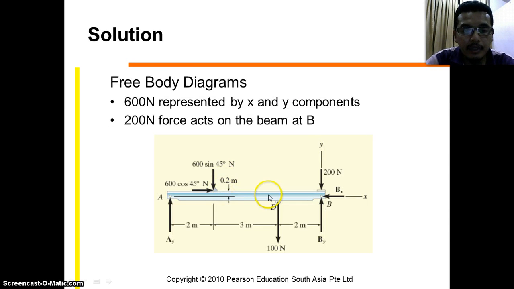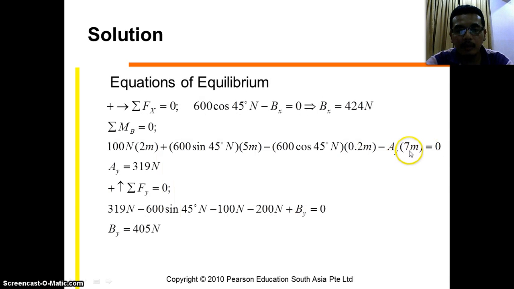The next one is AY, going up and then rotating about point B. This one is also in the clockwise direction. The perpendicular distance from AY to B is 2 plus 3 plus 2, which is 7. So this one is negative AY multiplied by 7, negative because it is clockwise, equal to 0. Solving this equation, there is only one unknown, so we can determine AY. AY is equal to 319 Newton.